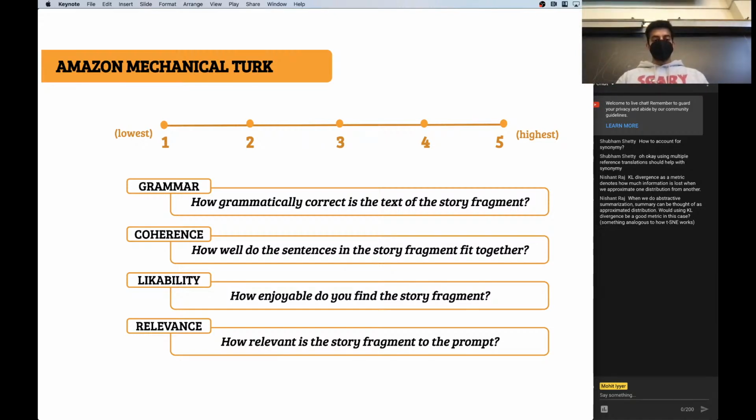Okay, and then relevance is very important, right? I can have a perfectly grammatical, coherent, and enjoyable story, but it needs to also be relevant to the prompt that I gave this language model, right? So for these 4 properties, we asked people on Amazon Mechanical Turk to rate from 1 to 5, where 1 is the lowest and 5 is the highest.